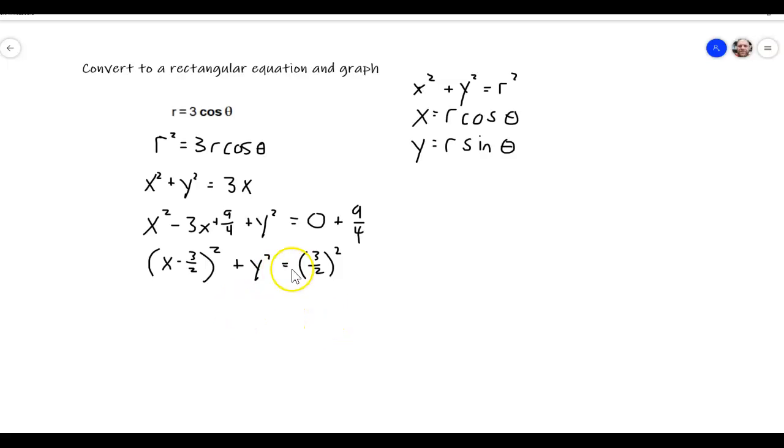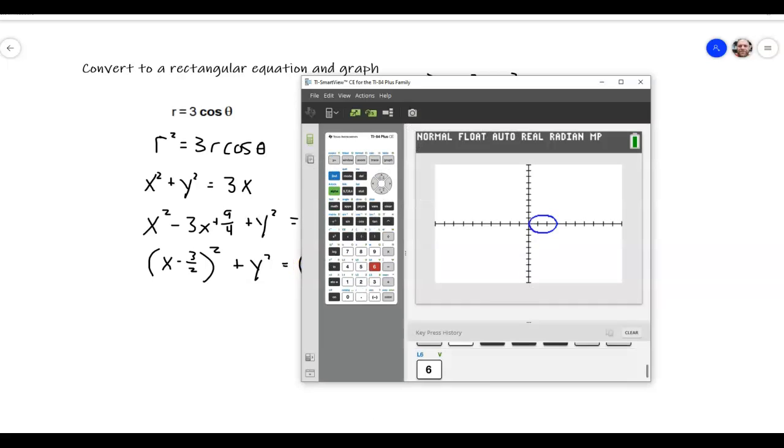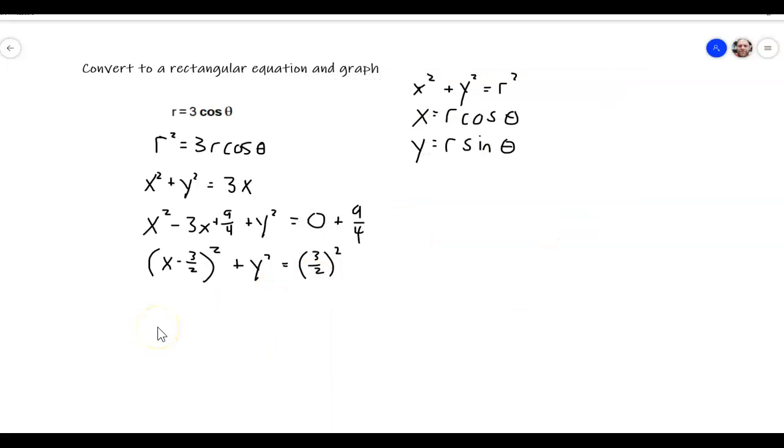Yeah, so very cool. And that means that my radius is 3 halves, or 1.5, which is what I thought it was when I looked at that, right? I looked about 1.5 there. And my center is positive 3 halves, 0. And that looks about right too. So that's my standard form there.